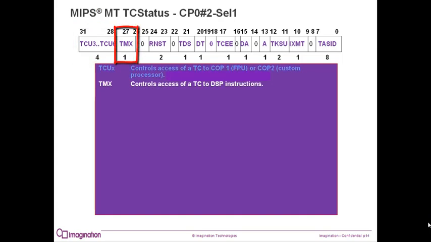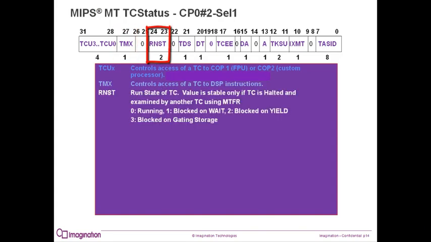TMX controls the access to the DSP instructions. You might be asking yourself, since the 34K always contains DSP instructions, why have this bit? But it's there for lazy context switching in an OS. If the TC has no access to the DSP, then the special accumulator registers for the DSP need not be saved.